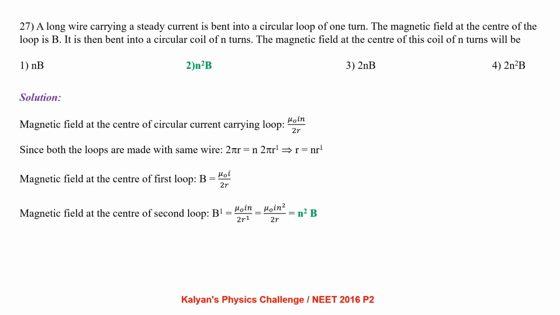Since both the loops are bent from the same wire, we can see their circumferences should be equal. So 2πR = n × 2πR'. From there we get R = nR'. So the magnetic field at the center of the loop is μ₀I/2R, and the magnetic field at the center of the second loop is μ₀In/2R'. Replacing R' with R/n, we get B' = n²B.